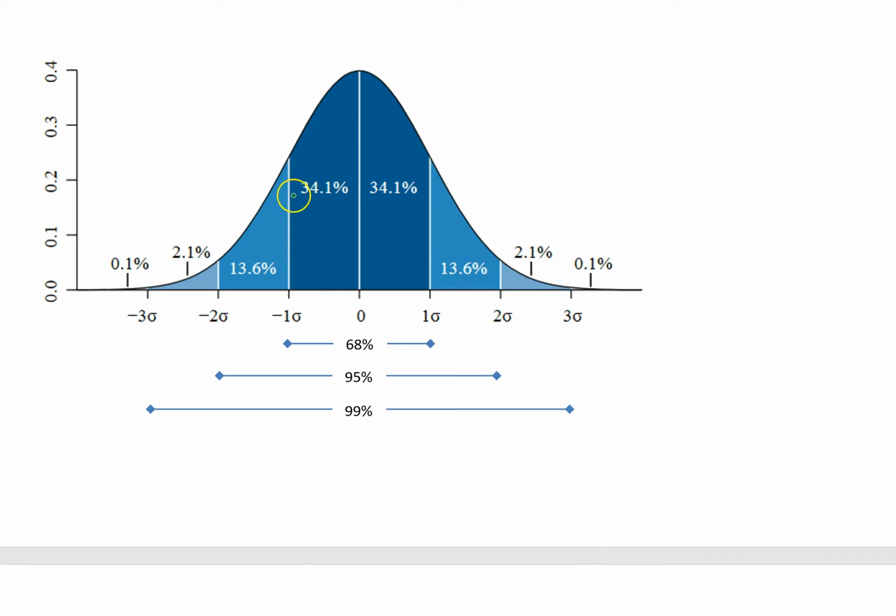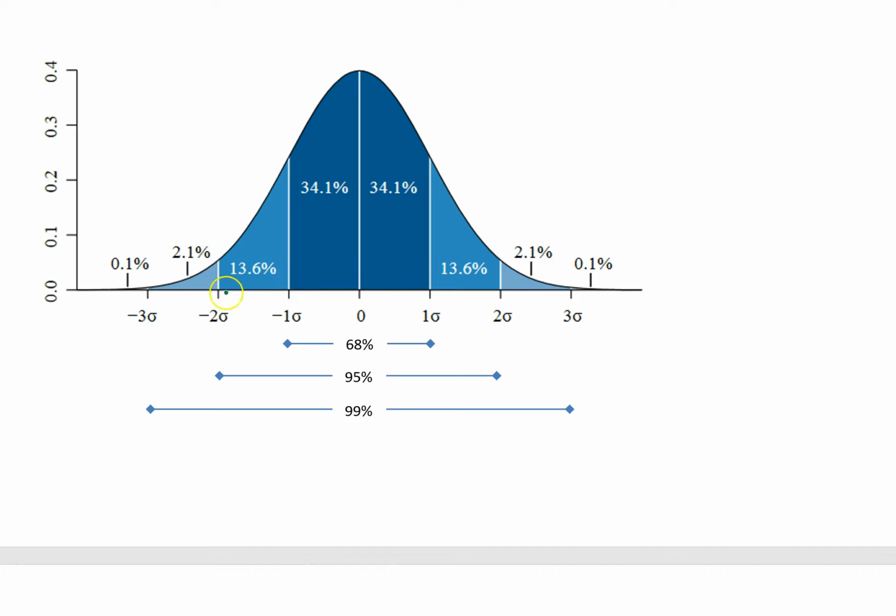Then the next piece I want to point out is this 34.1 and 34.1, which would add to 68.2%. In a bell curve distribution of data, 68% of the data will fall between 1 standard deviation to the left and 1 standard deviation to the right of the mean. That's what this bar down below means. Okay, so once again, when you have a bell curve distribution, 68% of the data will be between 1 standard deviation below and 1 standard deviation above the mean.